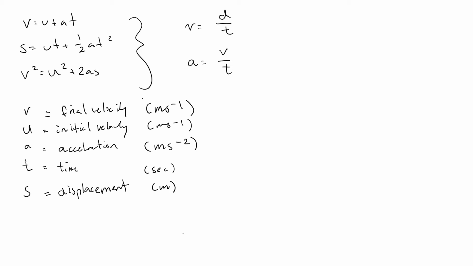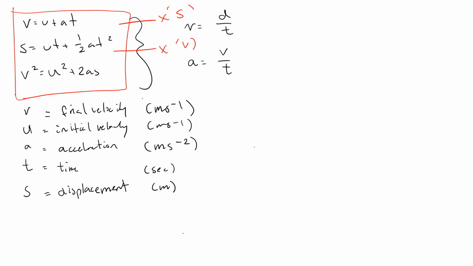What you'll have to do in a question is identify which of these variables you have and which one you need to find, and identify which of the 3 equations you should use to find your unknown variable. It's good to see that this equation doesn't have an s, this doesn't have a v, and this doesn't have a t. So they have different uses. Let's get straight into an example.